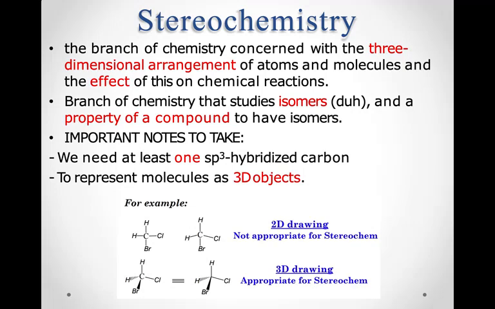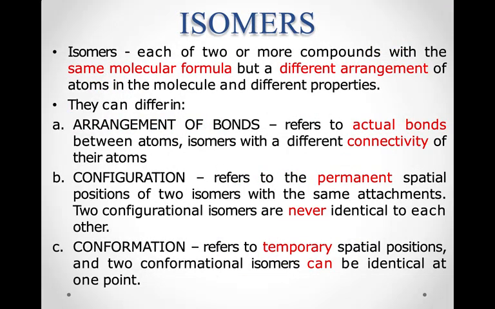We have some important notes to take. We need at least one sp3 hybridized carbon to represent molecules as 3D objects. And we should always draw a 3D diagram for stereochemistry and not a 2D drawing, since in that case you won't be able to show the wedge and the dashed forms. What are isomers?